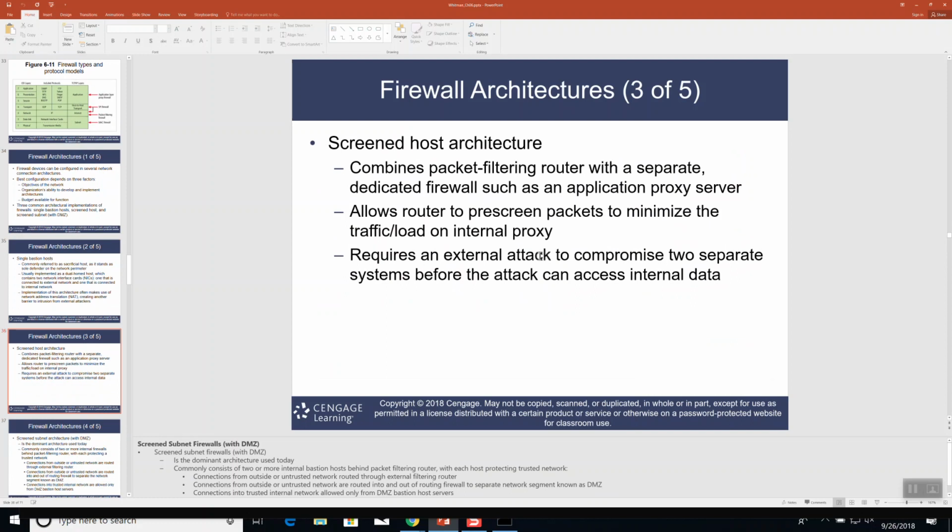Screened host combines a packet filtering router with a separate dedicated firewall, such as an application proxy server. It allows the router to pre-screen packets to minimize the traffic load on the internal proxy. It requires an external attacker to compromise two separate systems before the attack can access internal data.